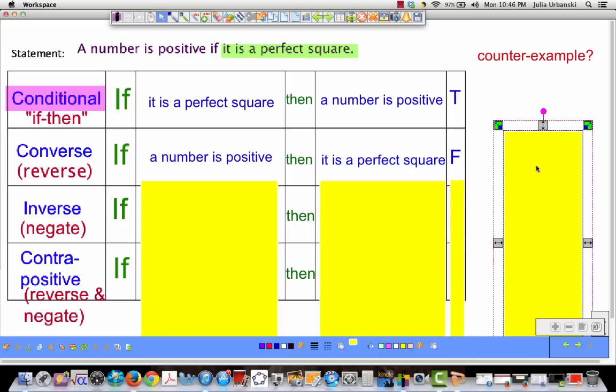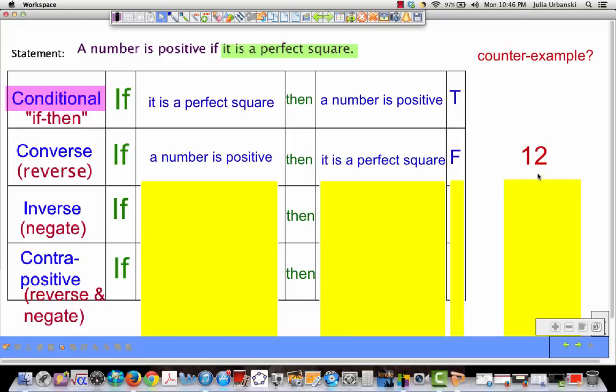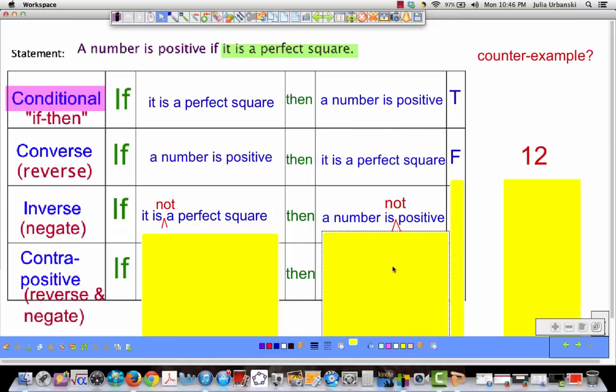One example for a counterexample is the number 12. 12 is positive, but it is not a perfect square. You can't take the square root of it and get a whole number. The next thing we do is inverse it. We go back to the original order and we add the word not. So we say if it is not a perfect square, then what? Then a number is not positive. If it is not a perfect square, then a number is not positive.